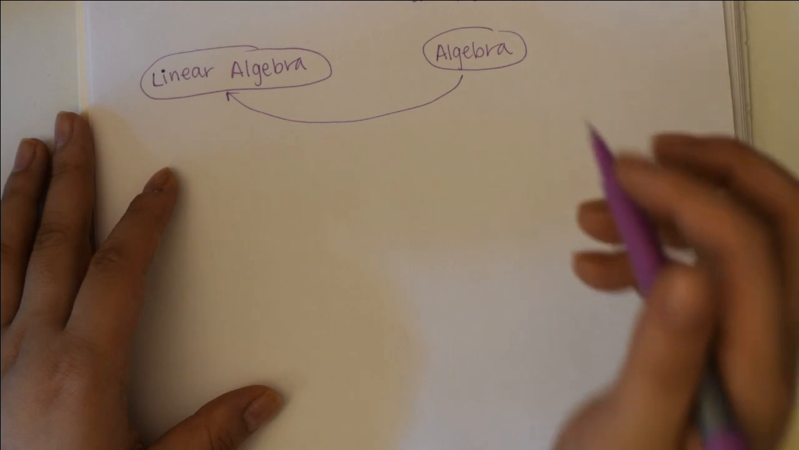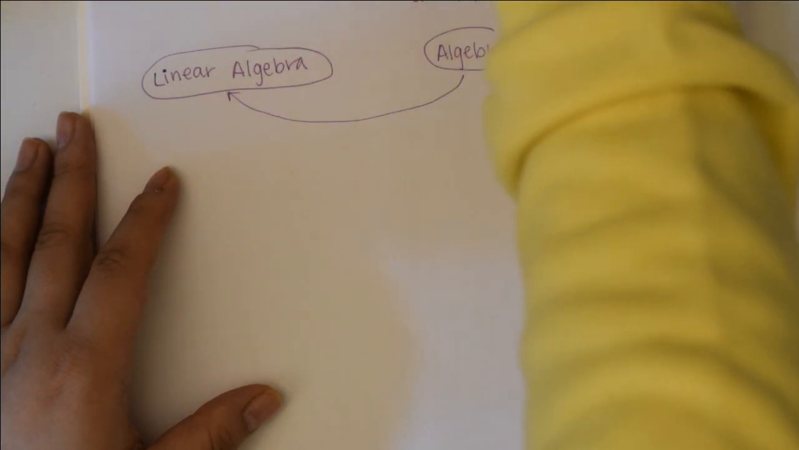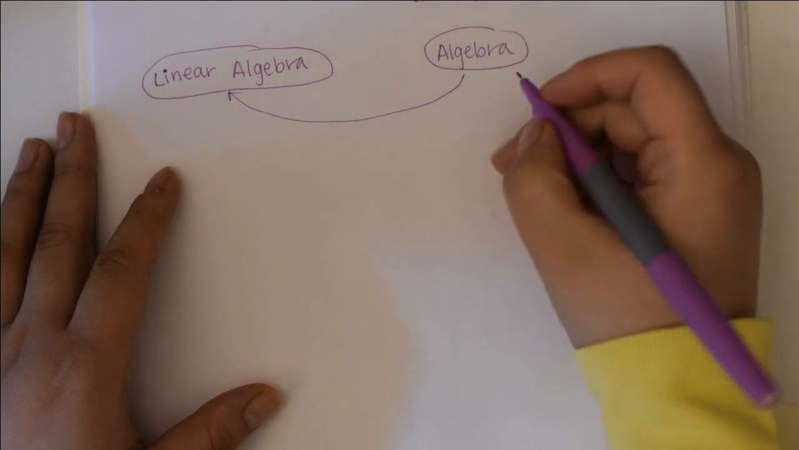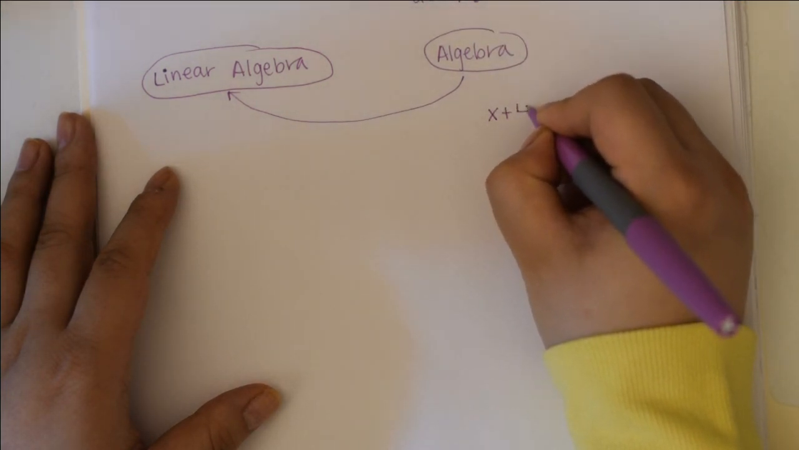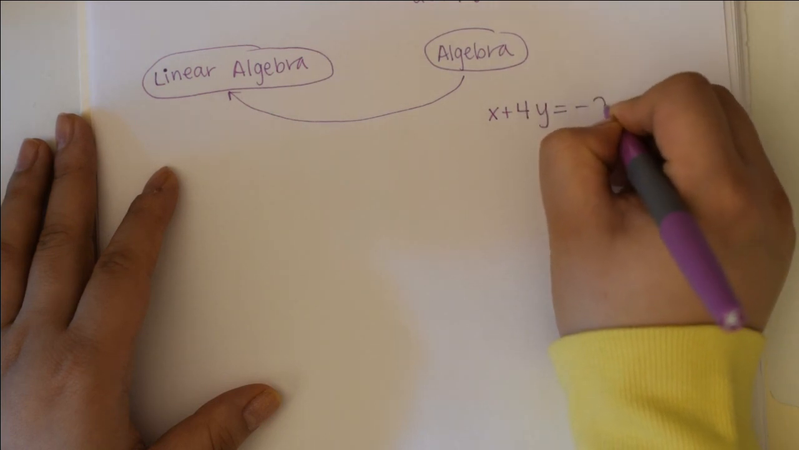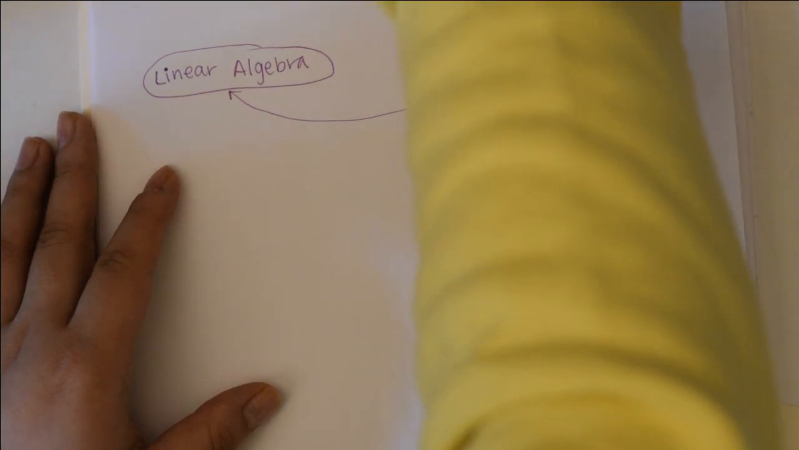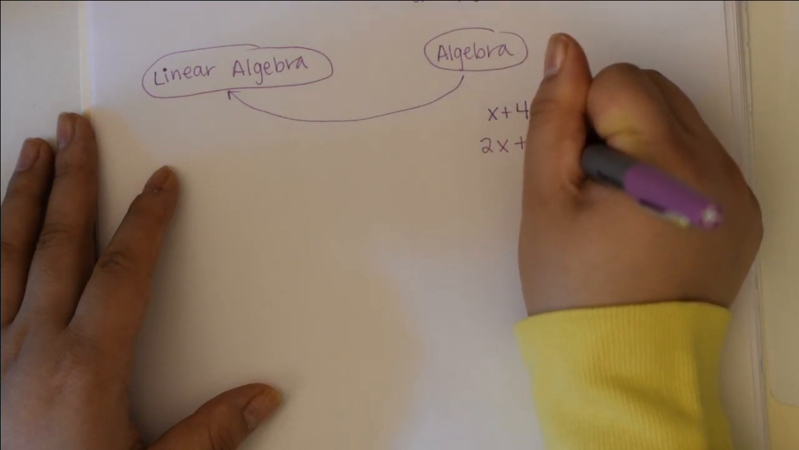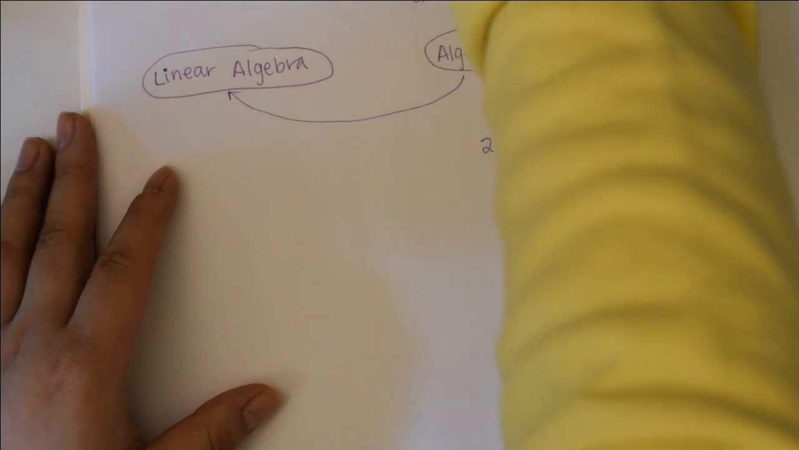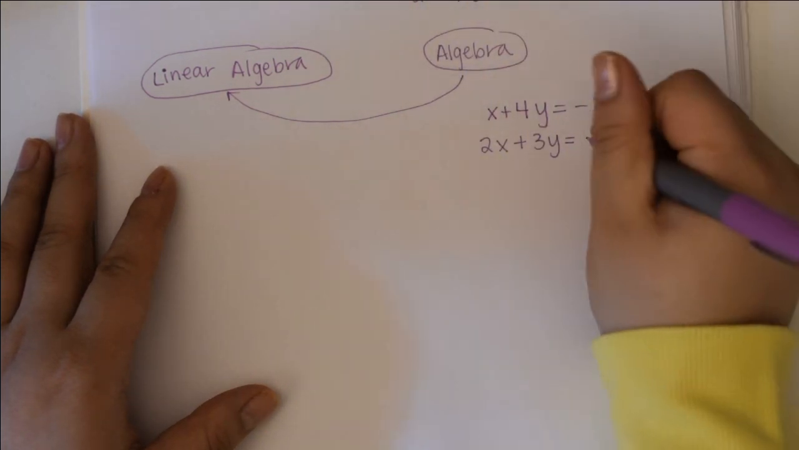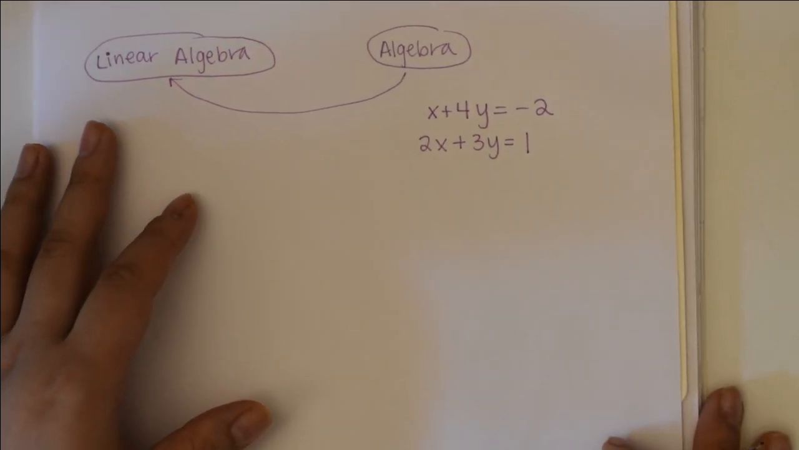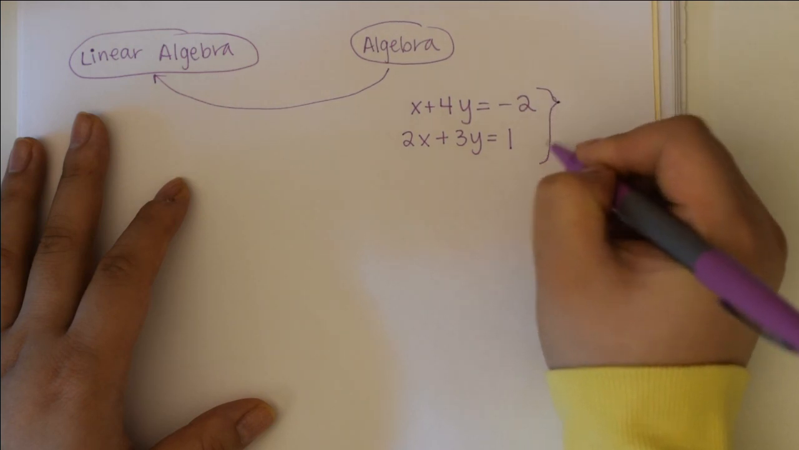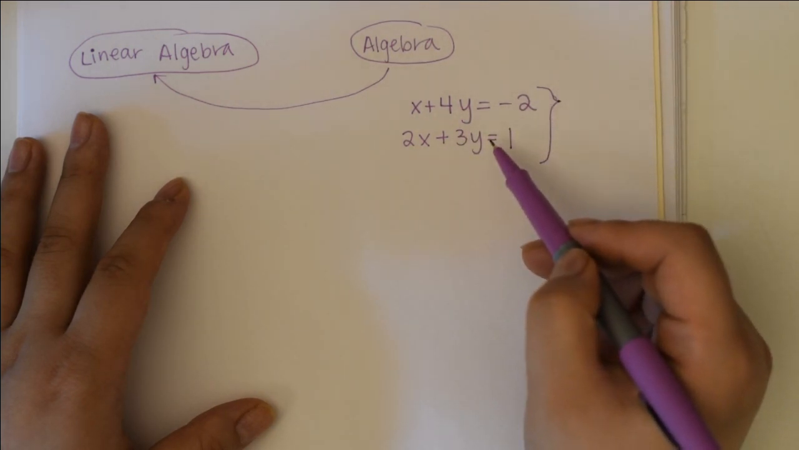So let's say we have a system of linear equations. I wrote out an example for us to work through. x + 4y = -2. I just picked numbers and made it work here. And 2x + 3y = 1. So this is a system of linear equations, because there are two of them.